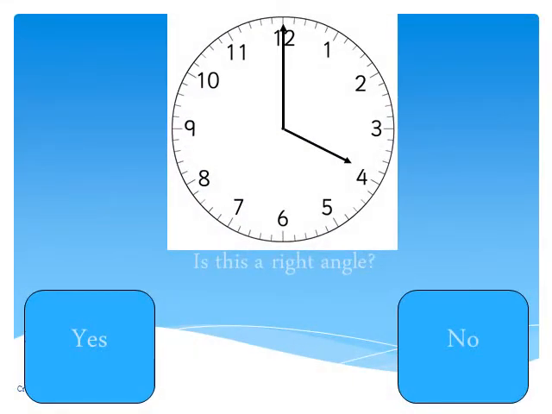This clock shows 4 o'clock. Are the two hands of the clock making a right angle? Look at the hands of the clock. Are they making a right angle? You can use the edge of your paper to put it here on this drawing. Do the hands lie exactly on the edges of the paper?